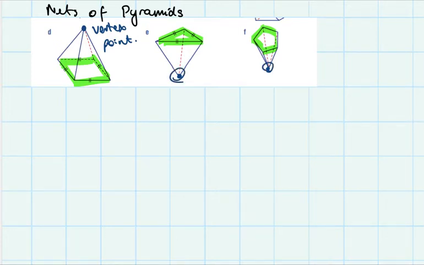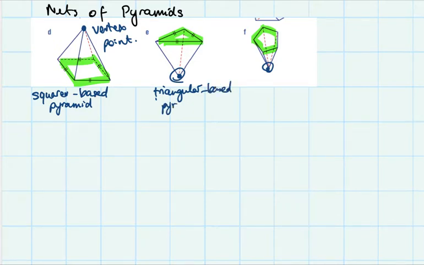So let's firstly describe the shapes. This is a square-based pyramid. The next one is a triangular-based pyramid. And the last one is a pentagonal-based pyramid. Now, if you shorten that to square pyramid, triangular pyramid, and pentagonal pyramid, it's pretty obvious what you mean. So, let's continue with drawing nets of pyramids.